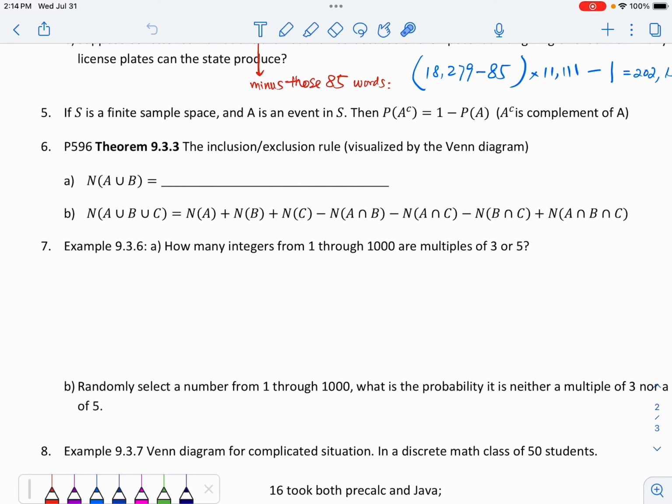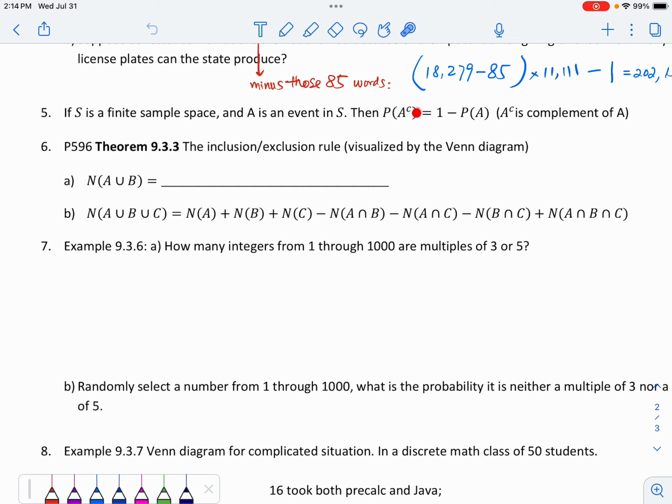We will introduce two more rules in this section. The first one is, if S is a finite sample space and A is an event in the sample space, we're going to use this notation to denote the complement of A. That means the elements that are not in A. So the probability of the complement of A is 1 minus the probability of A.